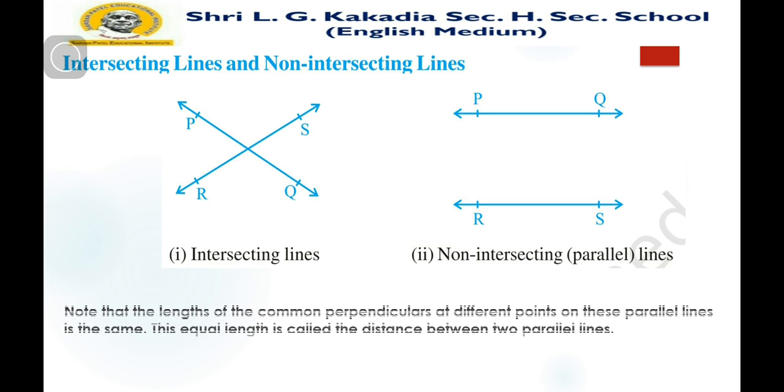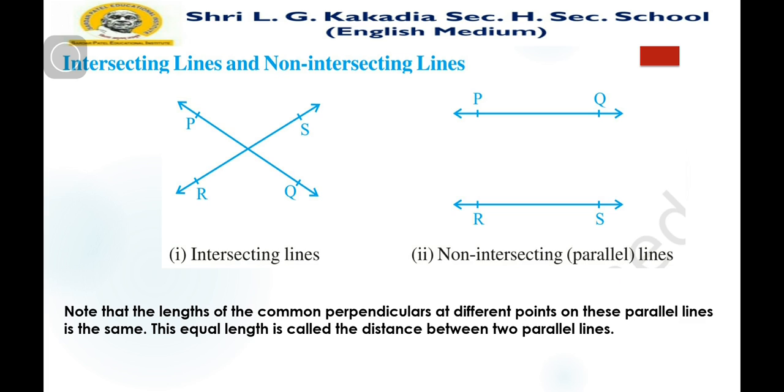So note that the lengths of common perpendiculars at different points on these parallel lines are the same. If you take the perpendicular distance PR and the perpendicular distance QS, you realize that both lengths are equal. That is why we can say that these are parallel lines. This equal length is called the distance between two parallel lines.